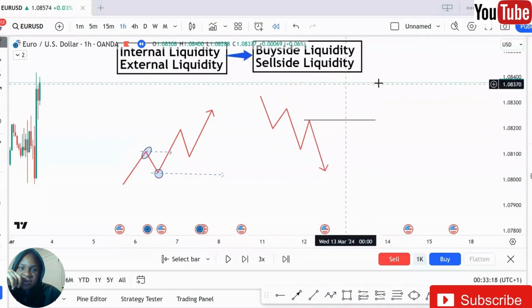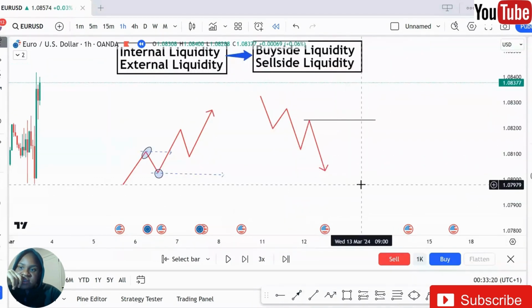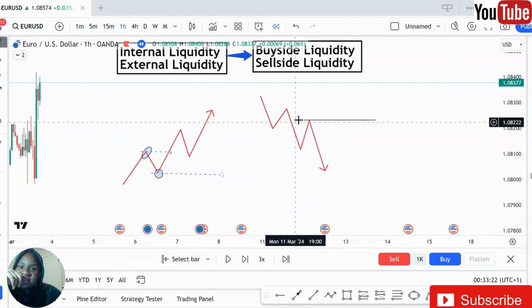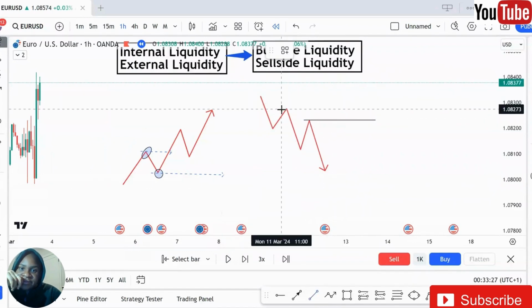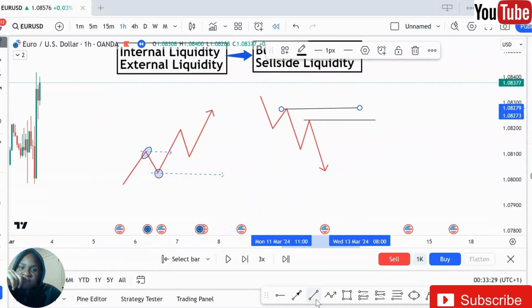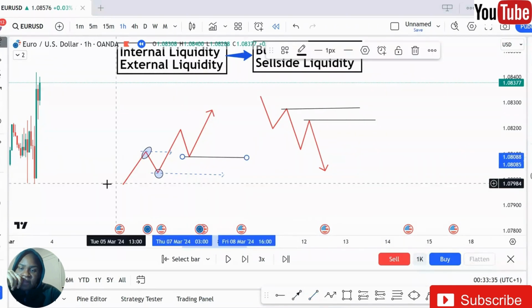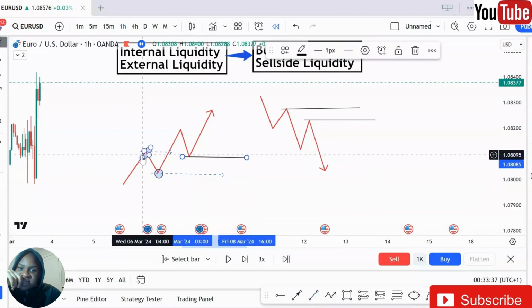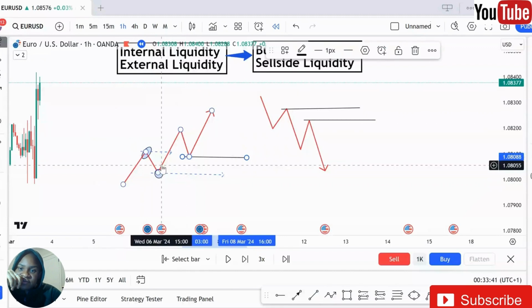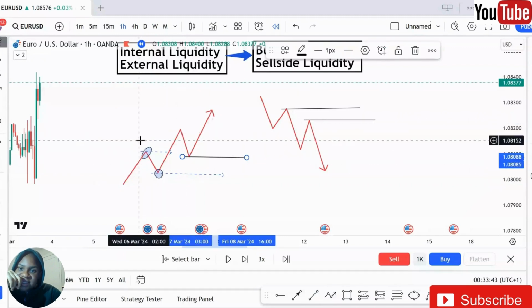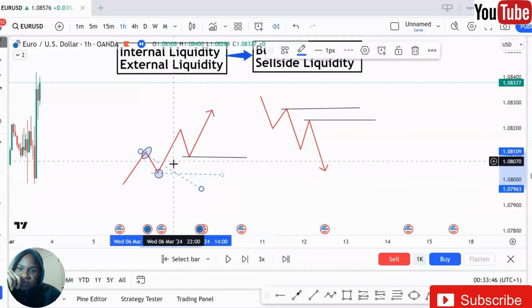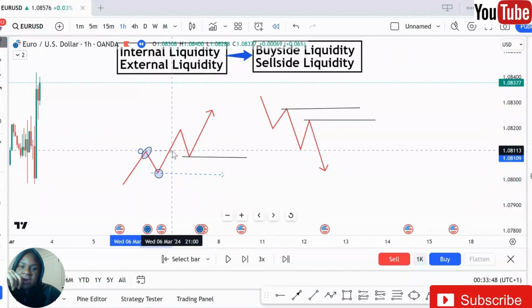I'd have typed it here if I had known. Sell side liquidity. Now, anytime market takes out the old highs, these are old highs here. This is for a sell scenario, and this is an old low for a buy scenario. This is a buy side liquidity also. When market takes out buy side liquidity and comes back in internally, that's external liquidity being taken out, and internal liquidity is coming in the same way.